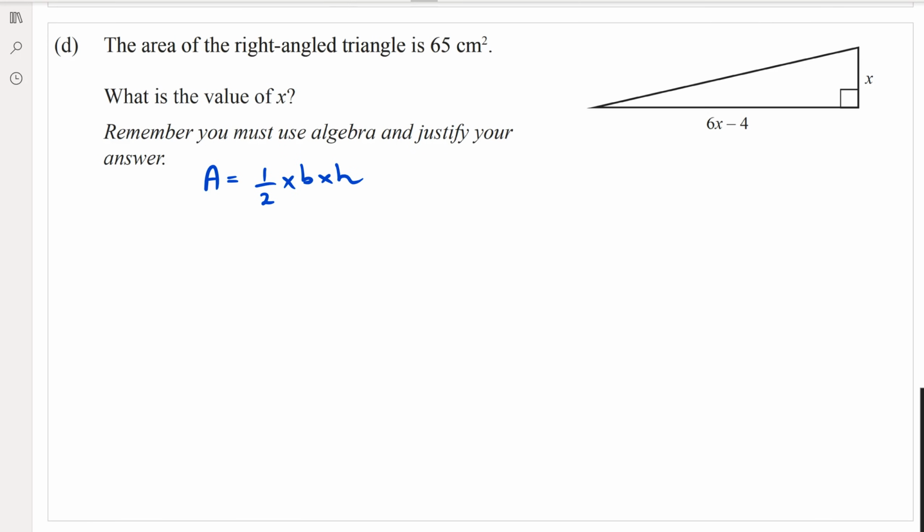So let's have a look at what we know. We know the base is 6x minus 4, so that's what I'm going to replace b with. We also know that the height is x, so I can replace h there. And there's one more thing we know, which is the area itself, 65 centimeters squared. So I'm going to rewrite everything: 65, because that's the area, equals half, times the base, which is 6x minus 4, multiplied by the height, which is x.